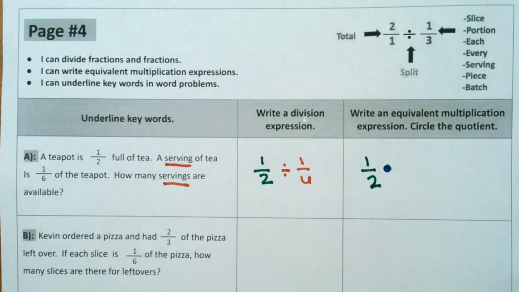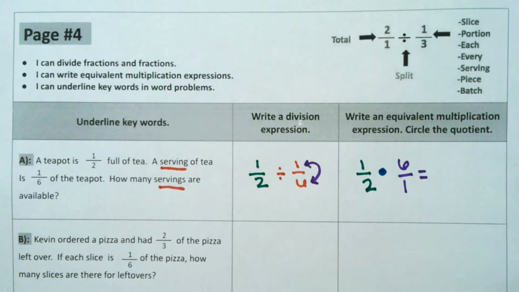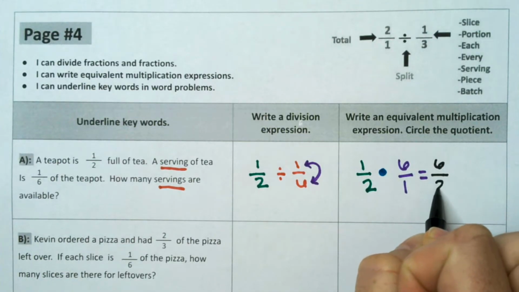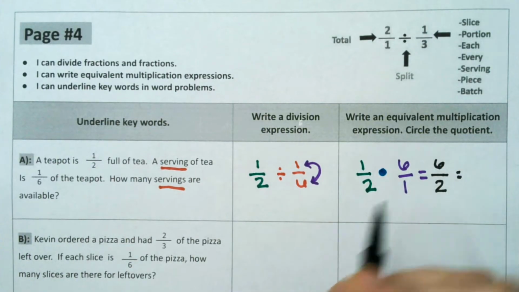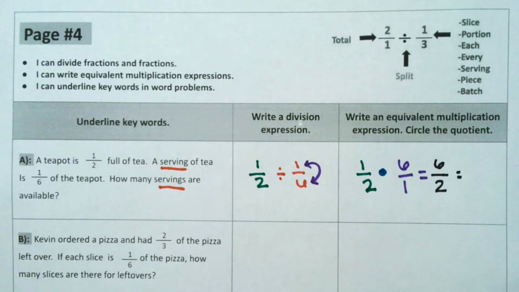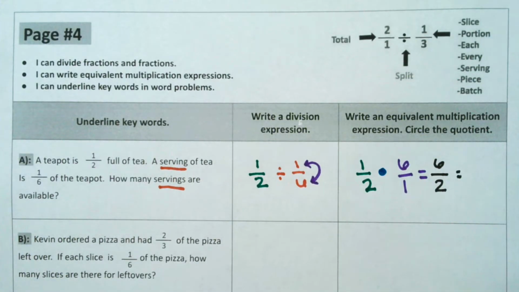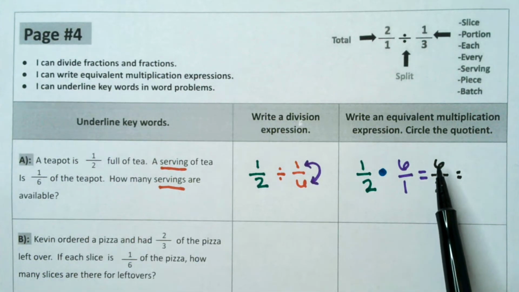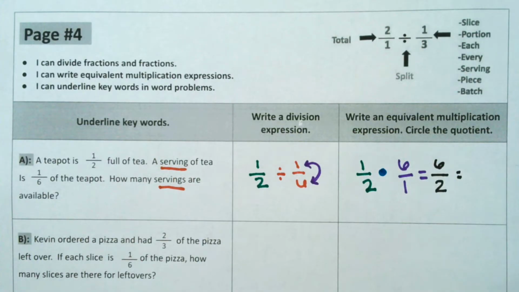Then we'll flip 1/6 so it becomes 6/1. And then to find our quotient, we're just going to multiply straight across. 1 times 6 is 6. 2 times 1 is 2. And then we can divide these because it says how many servings are available. It doesn't really make sense to say there are 6 half servings. So if we just divide this, 6 divided by 2 is 3.